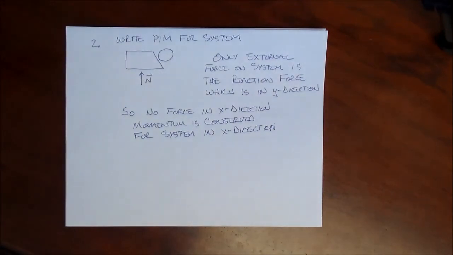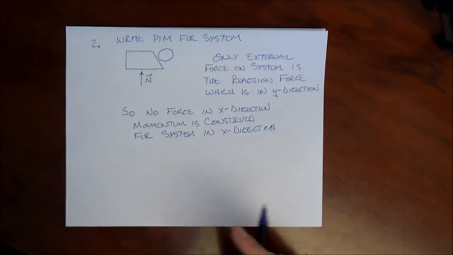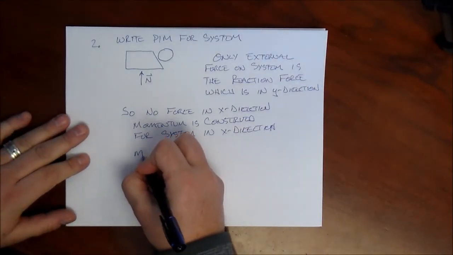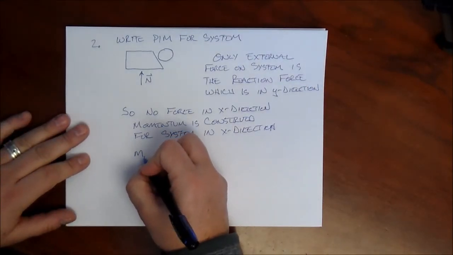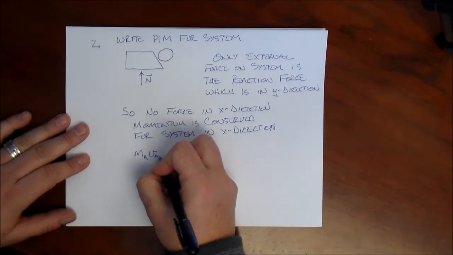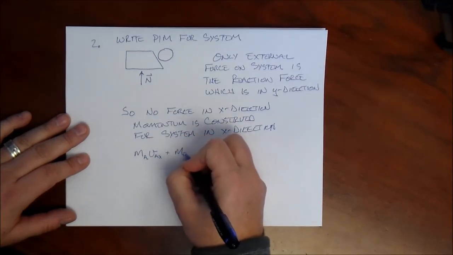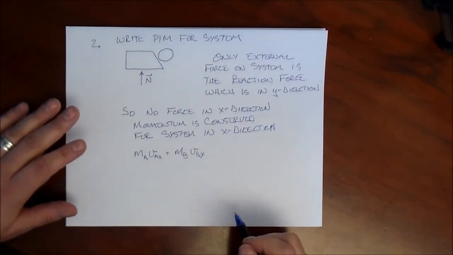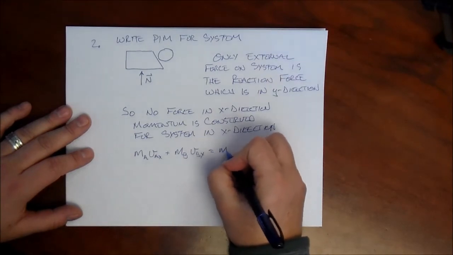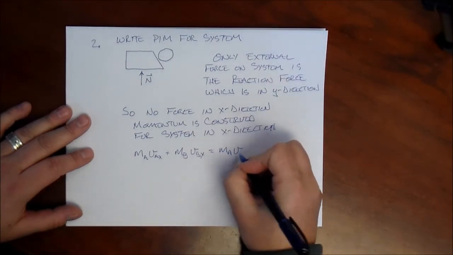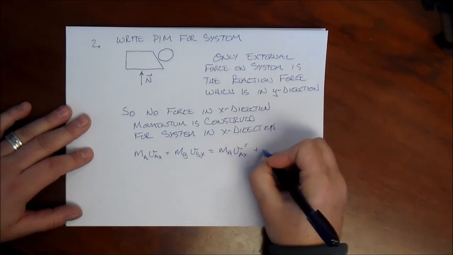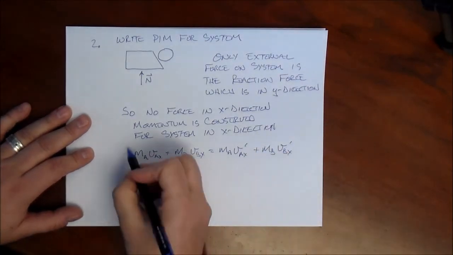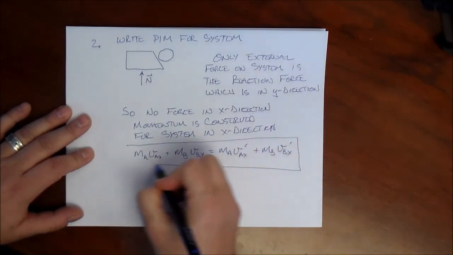So we conclude that momentum for the system must be conserved in the x direction because there's no net force there. So we can write that conservation of momentum. The mass of A times the velocity of A in the x direction, mass of B, velocity of B in the x direction. That's the initial system momentum in the x direction. And so there's our conservation of momentum equation.